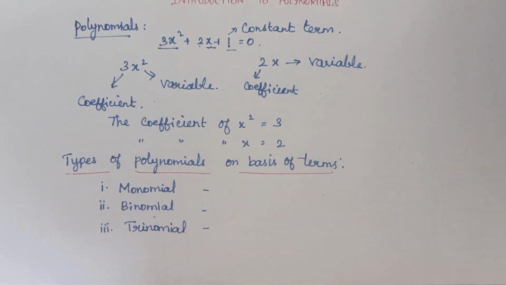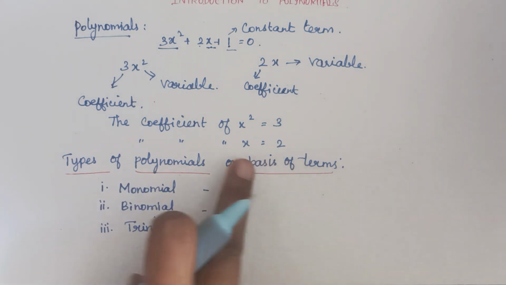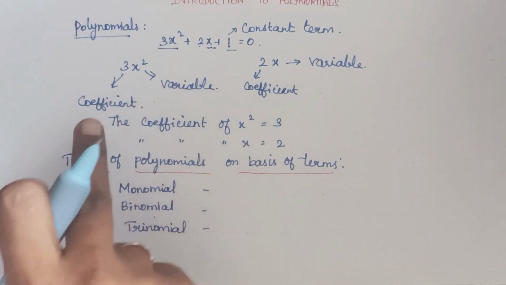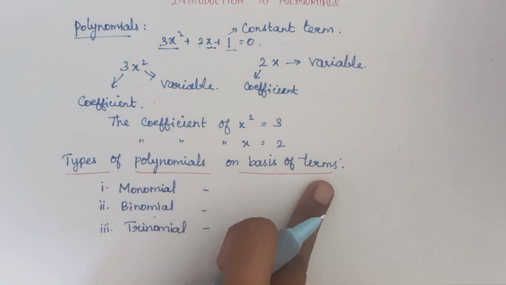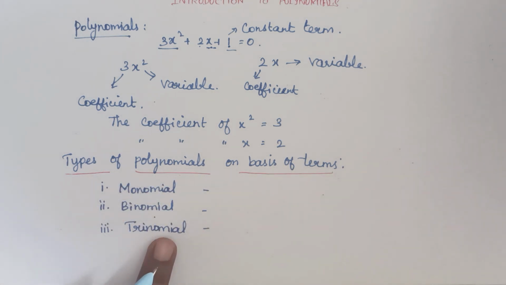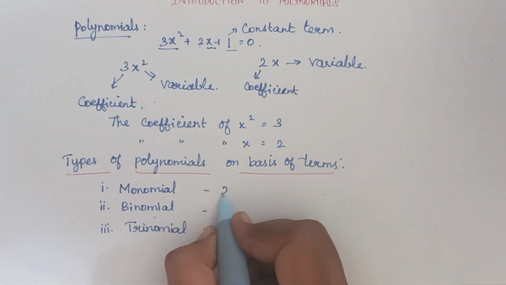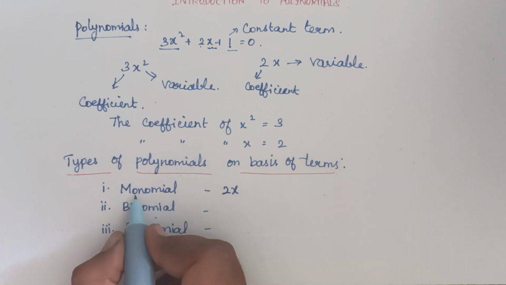Now we are going to see types of polynomials on the basis of terms. A term, as I already said, contains a coefficient and a variable. There are three different types of polynomials: monomial, binomial, and trinomial. Monomial means it contains only one term, for example, 2x.